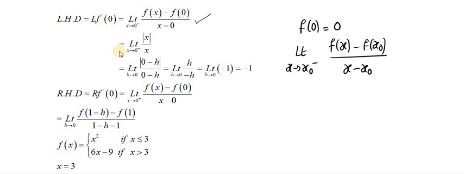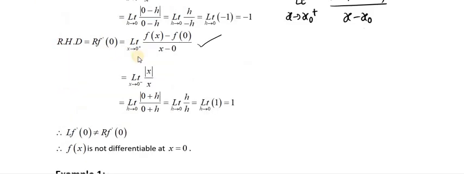Next, RHD. RHD means Rf dash of 0 is limit x tends to 0 plus, f of x minus f of x naught by x minus x naught. Here also x naught is 0, so replace x naught with 0. Then we are going to get this step. Now I am going to change x tends to 0 plus. f of x is mod x. f of 0 is 0. So mod x minus 0 is mod x only. x minus 0 is x.